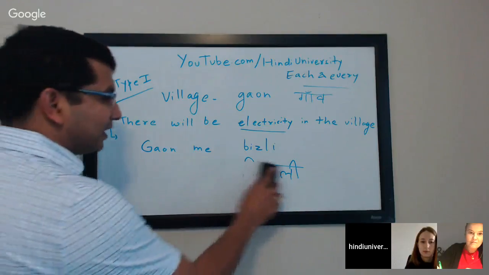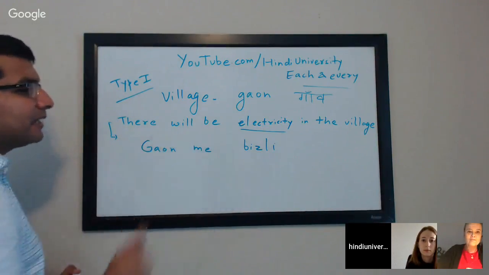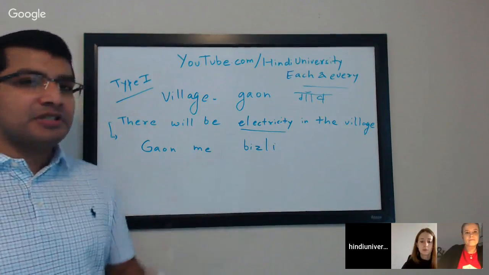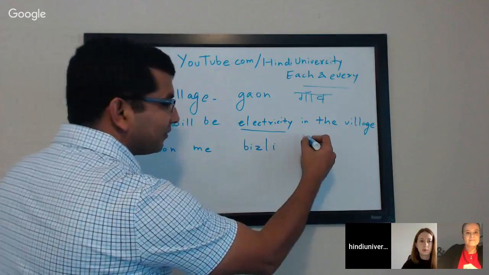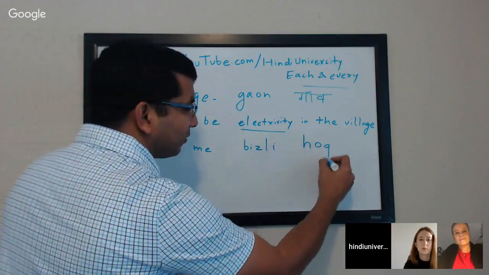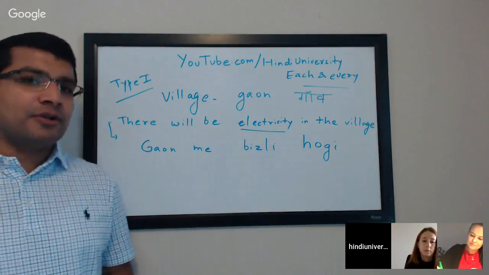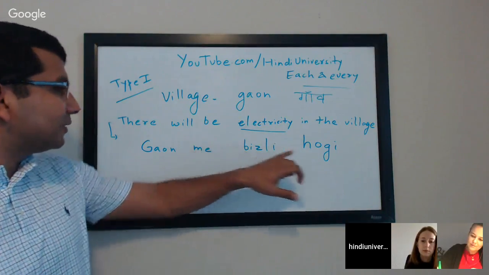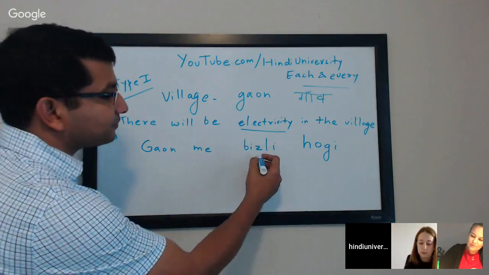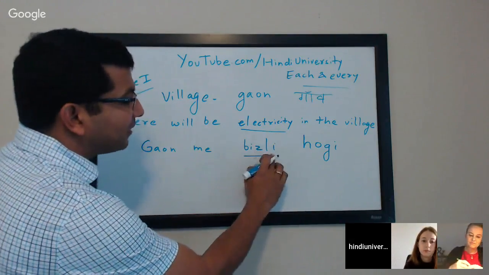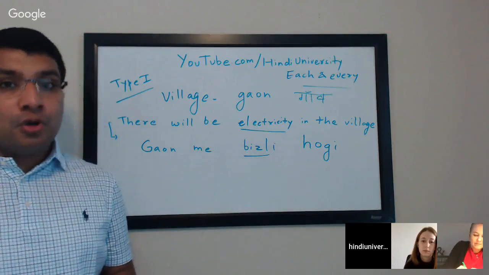Okay, so let's come back to the sentence, gaon mein bijli, and then there will be electricity in the village. So, gaon mein bijli and then? Hongi. Hogi. Very good, right? So, the way you write hogi is because bijli is feminine singular, and it's future indefinite. So, hona changes to hogi.